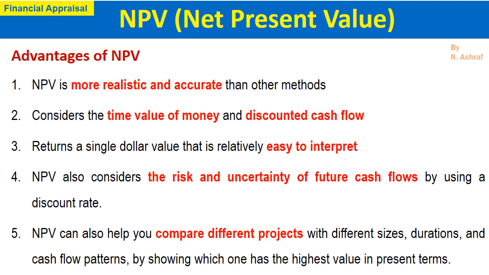There are different advantages of NPV. Basically, NPV is more realistic and accurate than other methods, mean IRR or BCR. Second one is it considers the time value of money and discounted cash flow. Third one, it returns a single dollar value that is relatively easy to interpret. We can easily understand it. NPV also considers the risks and opportunities of future cash flows by using a discounted rate, mean what kind of risks, opportunities and uncertainties will be involved. NPV can also help us to compare different projects with different sizes, duration, and cash flow patterns. It's easy to compare those projects with each other.